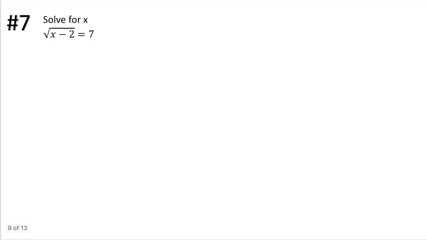Okay, now let's try solving some equations. So here we have a square root equation. Remember, whenever we're solving a square root equation, the first step is to make sure that the square root has been isolated. The square root's already by itself on one side of the equation, so I'm going to go ahead and undo that square root by squaring both sides. When I square both sides, I get x minus 2 equals, and then I have 7 squared, so that's 49.